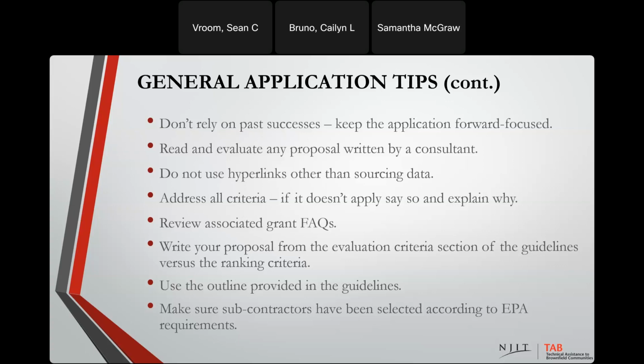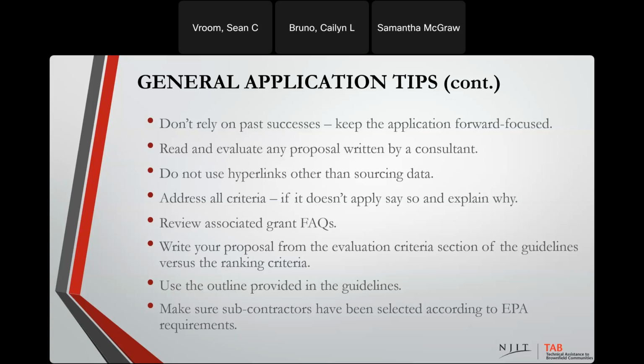You want to write your proposal from the ranking criteria section of the guidelines versus the narrative criteria. When you open up the guidelines, you're going to see narrative criteria, and then ranking criteria. The narrative criteria gives you the spirit of what they're looking for in that section. But the ranking criteria is exactly what the EPA reviewer is going to have open in front of them when they read your application and score it. So when you review yours, make sure that's the criteria you're looking at, and ask yourself, did I answer that question to get these points? That will help you immensely in developing a very competitive application.